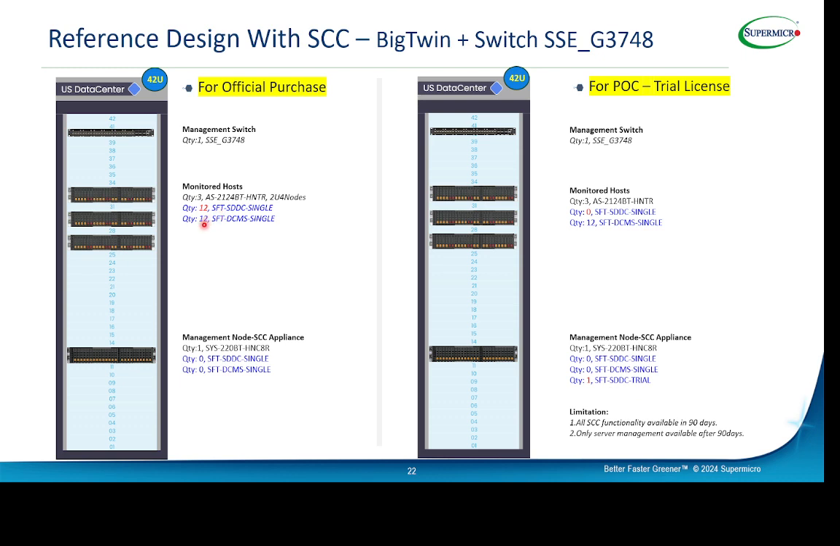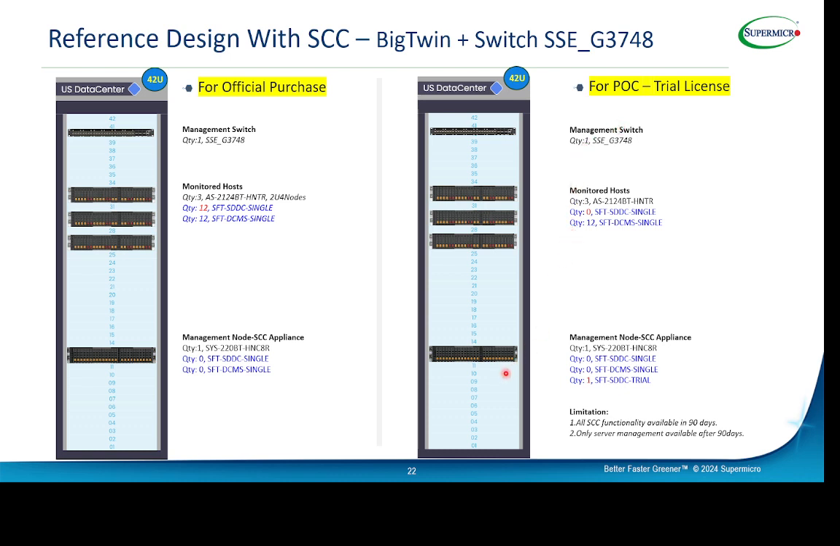So in that use case, we'd require purchase of 12 DCMS licenses to be turned on for Redfish, which is a requirement for SuperCloud Composer, and we would have 12 licenses for our SDDC single to monitor each of those 12 nodes as monitored compute hosts. Let's move on to the next use case, which is the POC trial license. Again, we have a management switch here, which is a 3748.